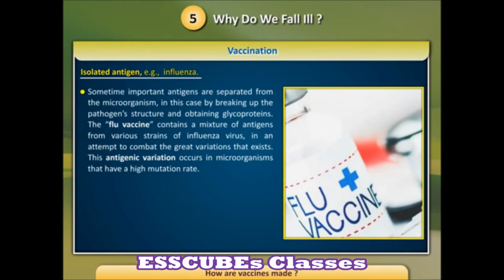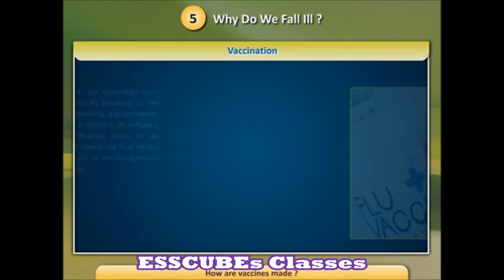Sometimes, important antigens are separated from the microorganism, in this case by breaking up the pathogen's structure and obtaining glycoproteins. The flu vaccine contains a mixture of antigens from various strains of influenza virus in an attempt to combat the great variations that exist. This antigenic variation occurs in microorganisms that have a high mutation rate.